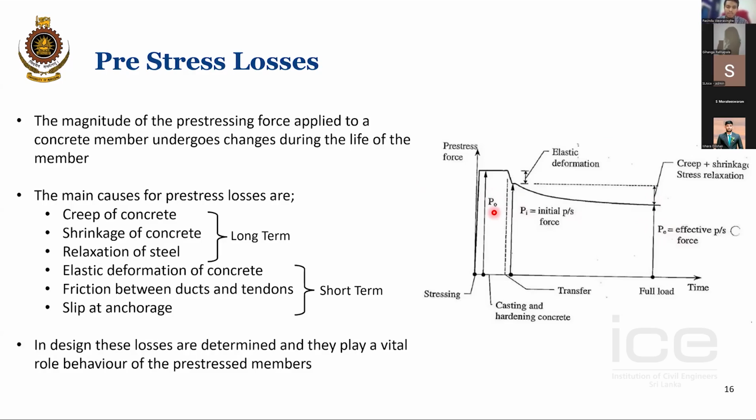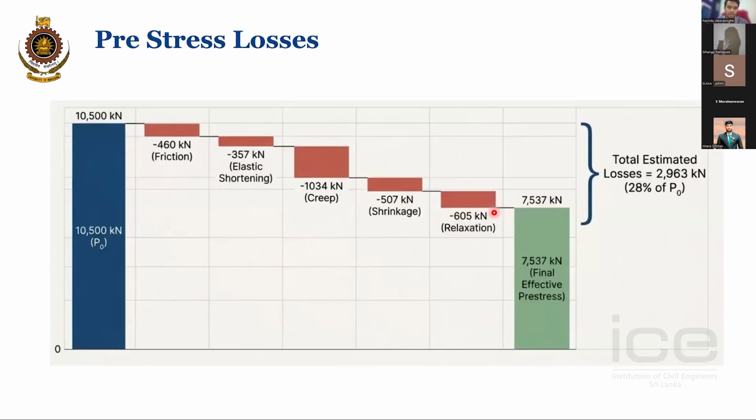So in design, we should estimate these things. Just to illustrate, let's say you apply a force of 10,000 kilonewtons for all the pre-stressing tendons. Then due to friction and elastic shortening, the short-term losses, it will lose some portion. And due to creep, shrinkage and relaxation, it will lose more. Finally, effectively we'll have about 7,500, so about 28% of the force is lost due to these losses.